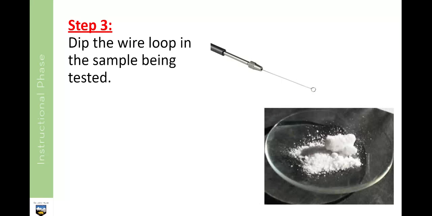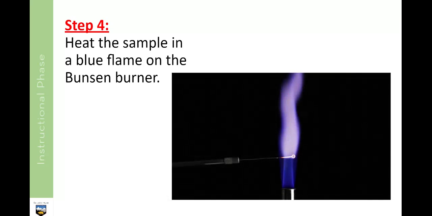Step three, dip your wire loop in the sample being tested. So there's an unknown sample. I want to know what metal ion is in it. I'm going to pick a small amount of that up on the wire loop. I then heat that sample in a blue flame on the Bunsen burner and I observe any colour change. So you can see here it's given a nice lilac flame and I know that that must therefore contain potassium ions.